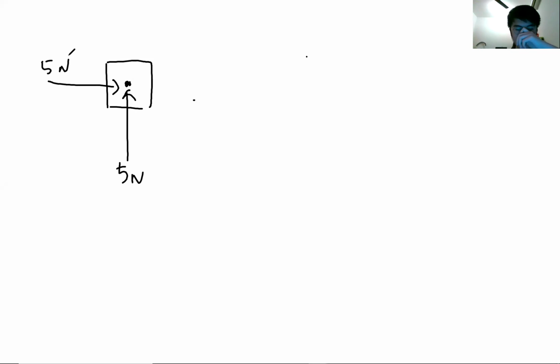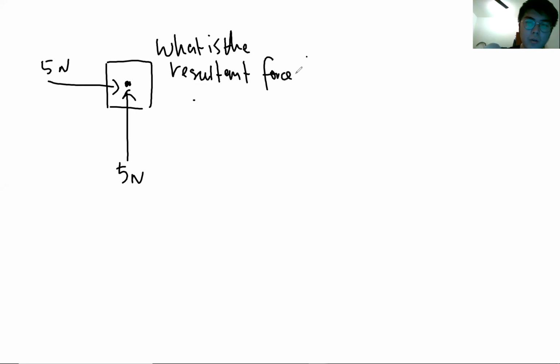Okay, we'll just continue. Don't waste any more time. Okay, now let's say I have an object here. 5N forces acting upward and another 5N forces acting to the right. What is the resultant force? Now, whenever you do this type of question, first you treat the object as a point, 把它当作一个点, right?